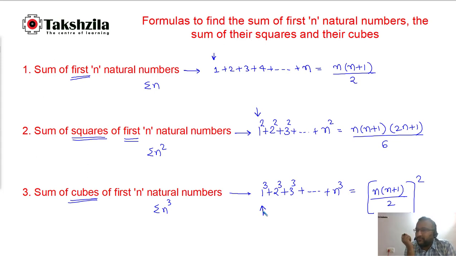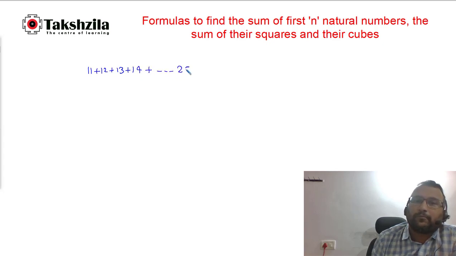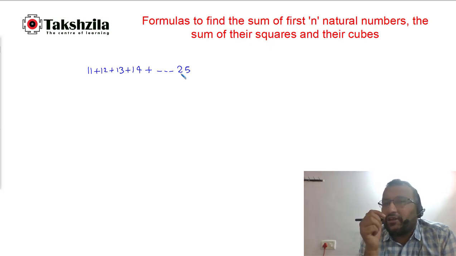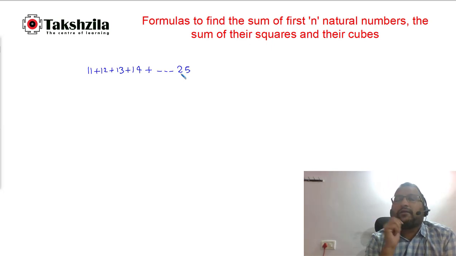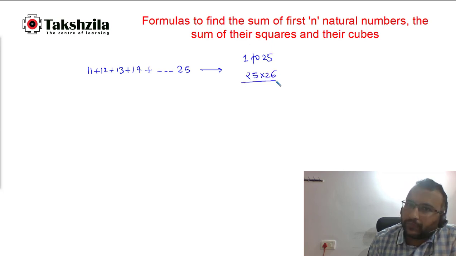Now how to use these formulas? Let's have a look at it. Let's say I want to find the sum of 11 plus 12 plus 13 plus 14 till 25. As this series does not start from the first natural number, we cannot use the formula directly. So what we need to do is find the sum of 1 to 25 first of all, and that sum is 25 into 26 divided by 2.